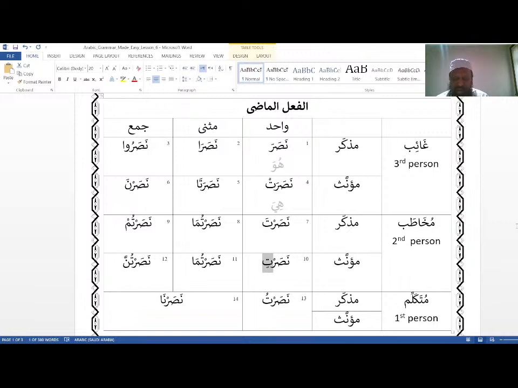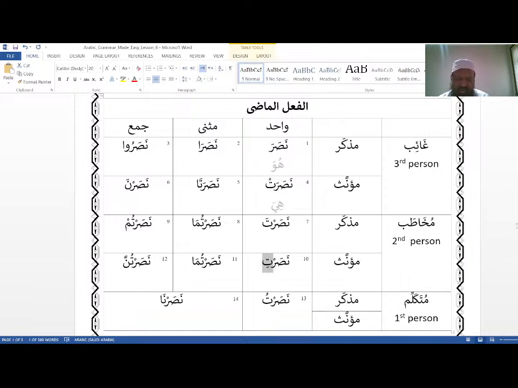Number 2, fa'il is always in halatul rafa. On the last letter, we will read, or it will show dhamma. But why is it showing kasra here? So our rule is broken then. Well, the rule is not broken.